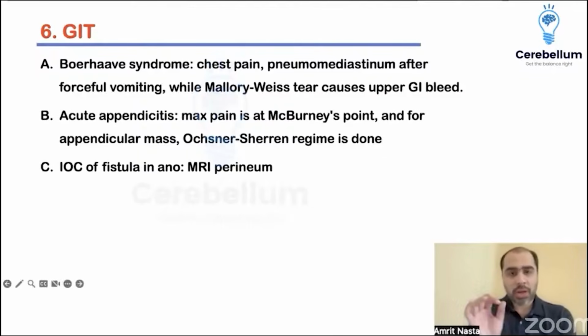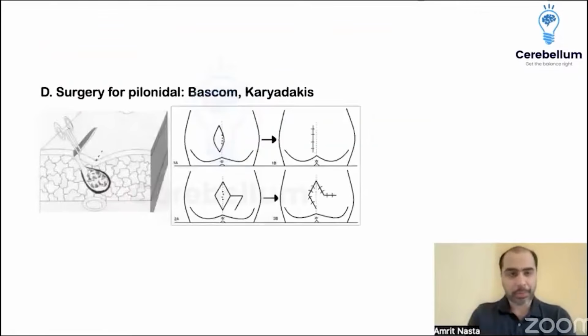Fistula in ano, look at Park's classification: intersphincteric type 1, transsphincteric type 2, supra type 3, extra type 4. These are the four types. Type 1, of course, is the most common, but the investigation of choice is MRI perineum. In olden days, we used to use Goodsall rule, but now to know the anatomy of the tract, you will do MRI perineum.